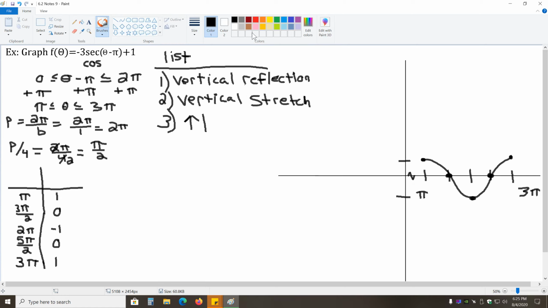Okay, so let's go ahead and start with red, and we are going to start finding the graph of secant from here, and then we can apply our vertical transformations. So remember, wherever there's a 0, that means we have a vertical asymptote.